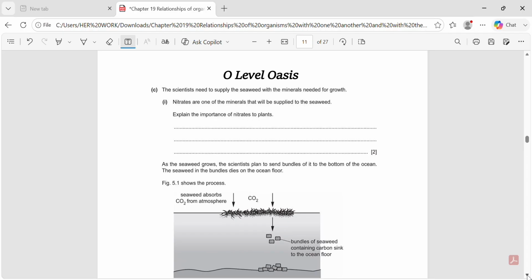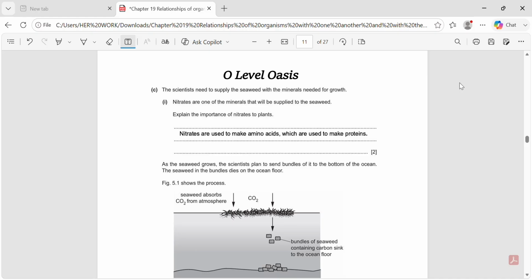Now let's move to Part C, which asks, nitrates are one of the minerals that will be supplied to the seaweed. Explain the importance of nitrates to plants. Recall that plants need nitrates to make amino acids, and amino acids are then used to make proteins. These proteins are essential for growth and the formation of new cells. So the answer we write is, nitrates are used to make amino acids, which are used to make proteins.